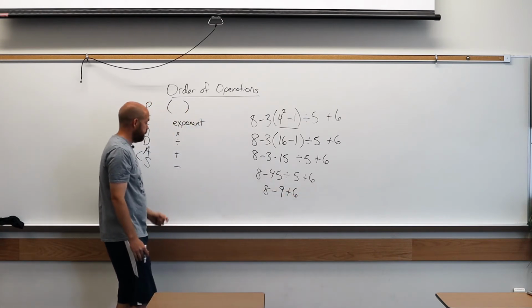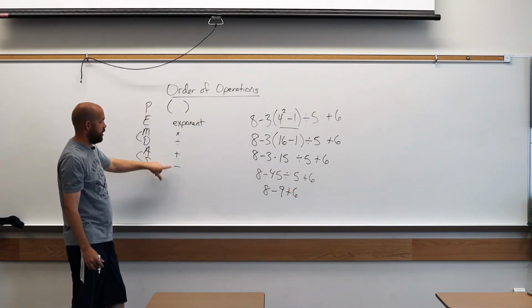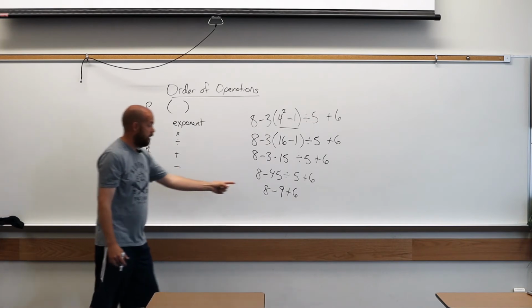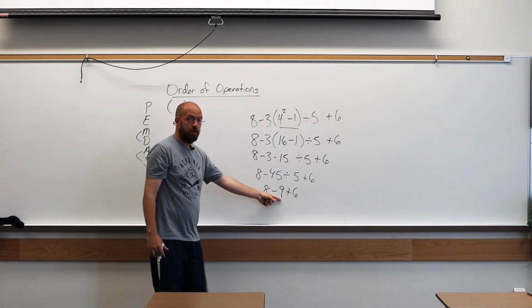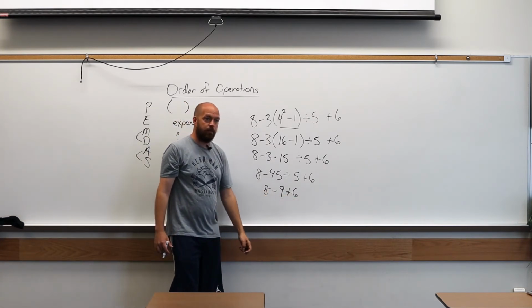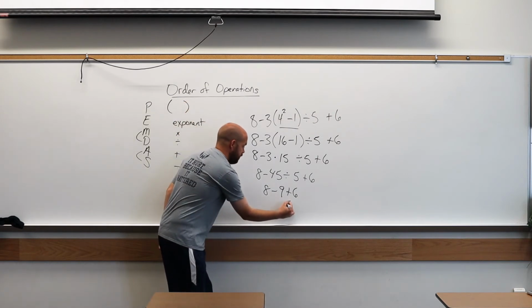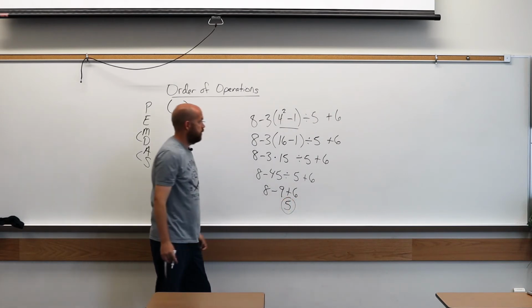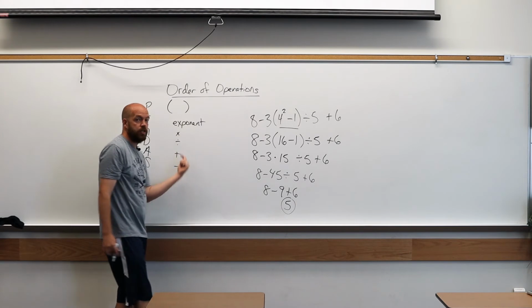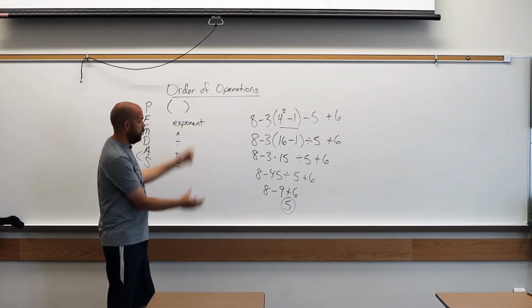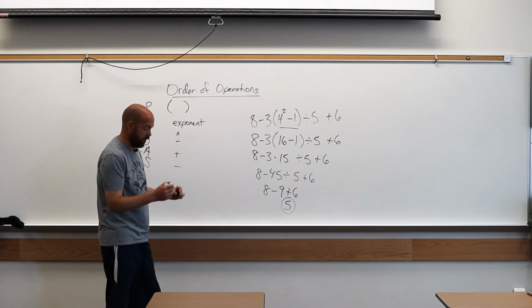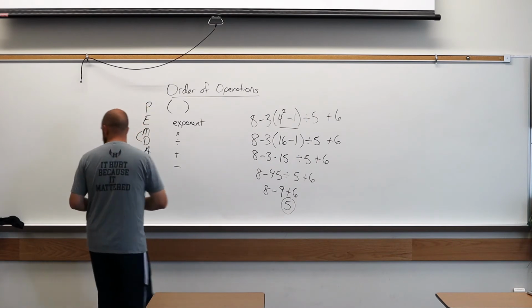We're getting close. We've got addition and subtraction next, so I'm just going to go left to right. 8 minus 9 is negative 1, plus 6 ends up being positive 5. So this order of operations helped us know how to simplify this. Let's do another example of this real quick.